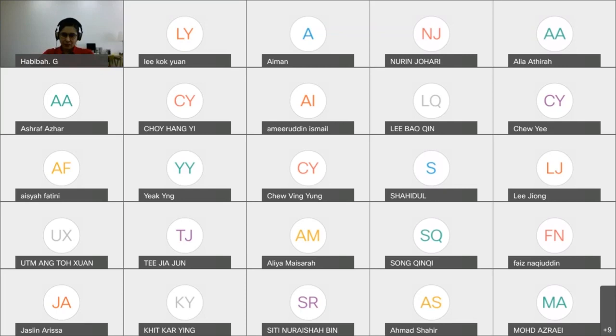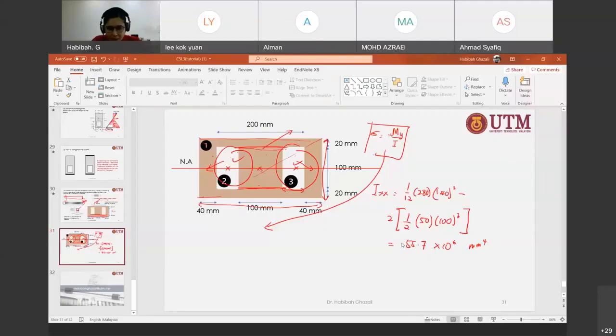The half just now is not half, it's 1/12 for the area moment of inertia, right? Yeah, it's 1/12, not half. So this one is actually 1/12.